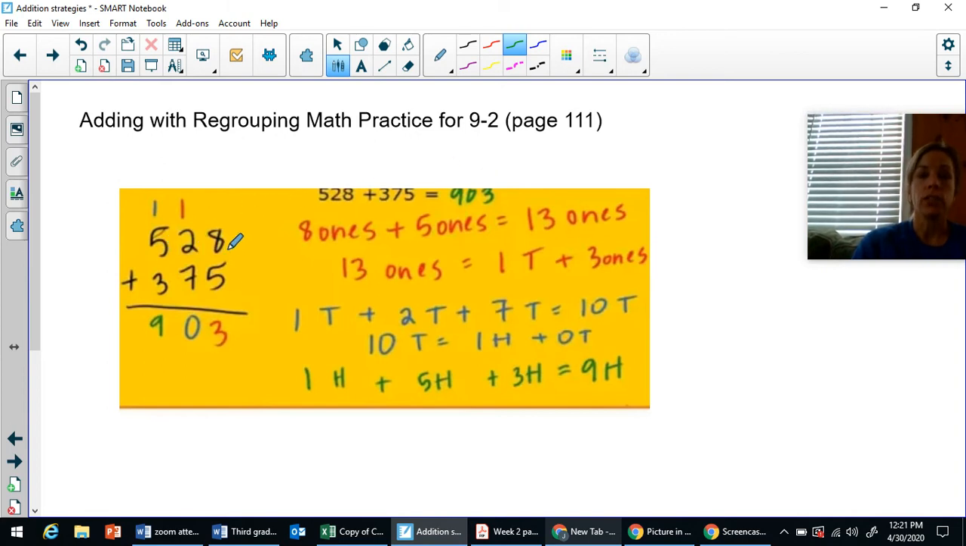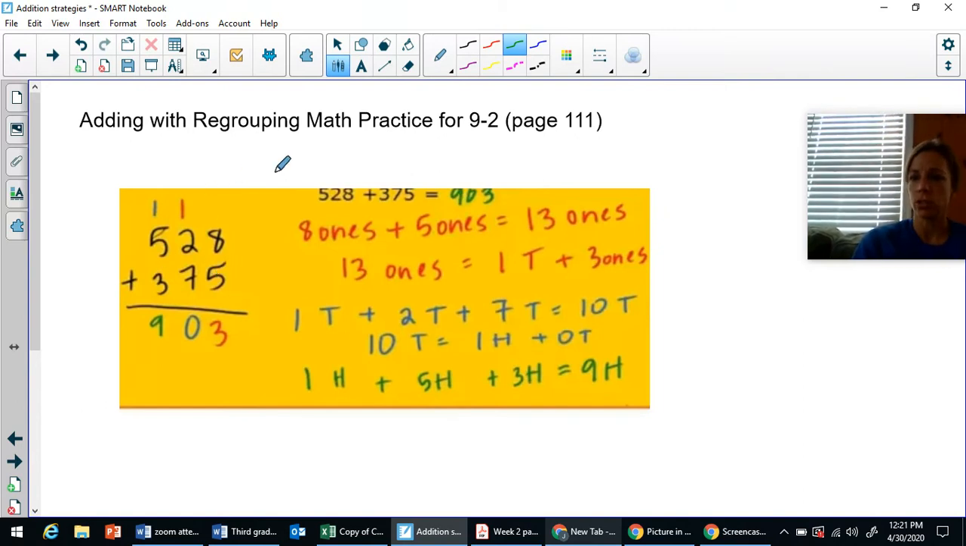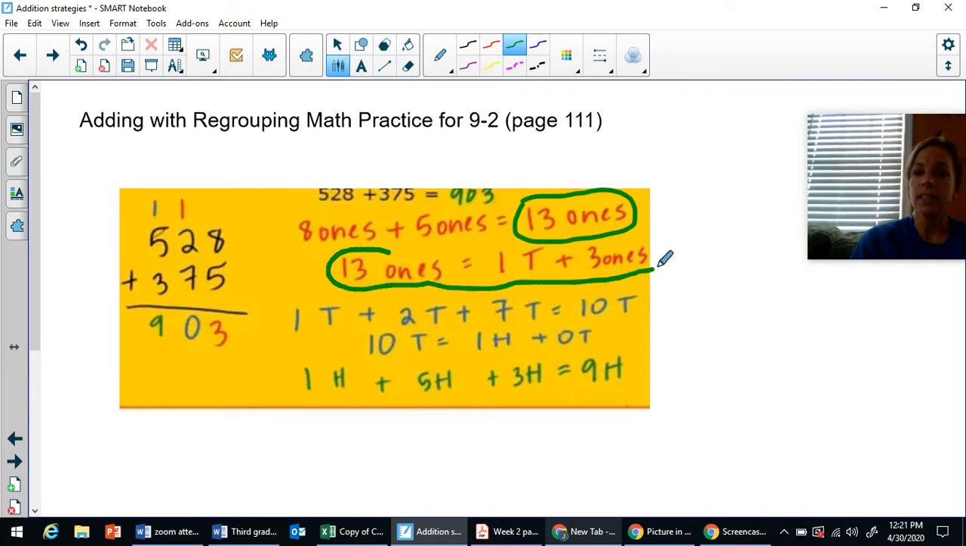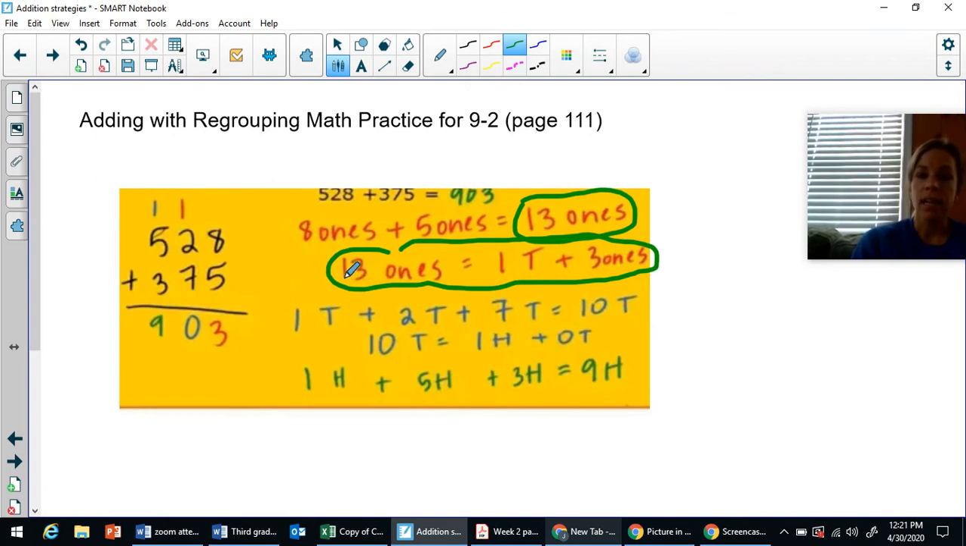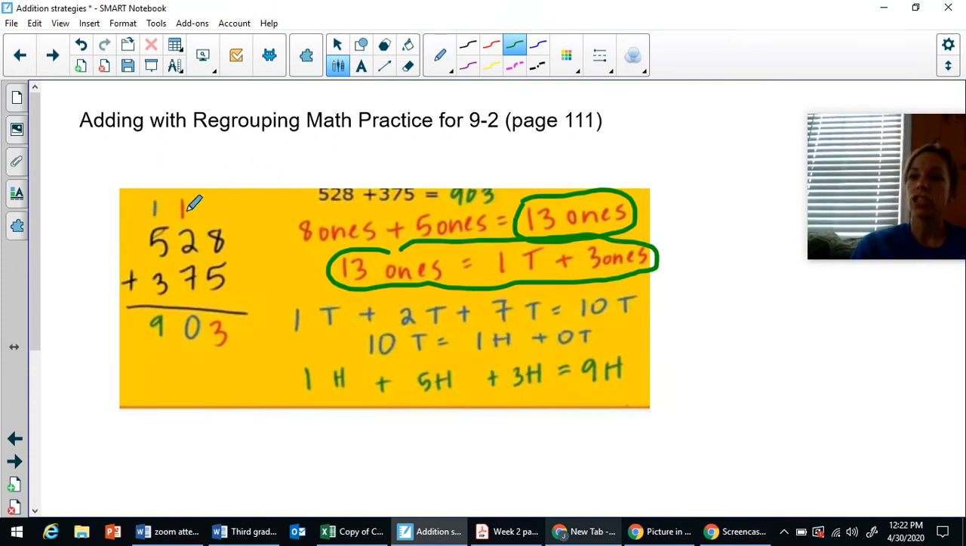We have the number 528 plus 375, and I love how they color coded it. Makes it so much easier to read. So we're starting with the ones. Here's the ones place. We have 8 ones right there, plus 5 ones is 13 ones. Now, I cannot put the number 13 in the ones place because really 13 ones is the same as 1 ten and 3 ones. So I keep that 3 in the ones place, but then I take that 10 and I give it to the tens place. I just shifted it over.